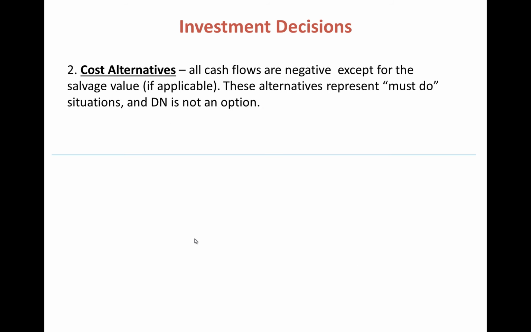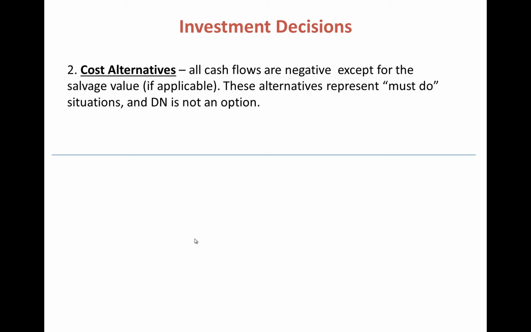The other kind of alternative that sometimes we'll face, and hopefully not too often, is the case where we have to pay money, but we don't really get any return from it. All the cash flows are negative in a cost alternative. There may be some small salvage value at the end of the project lifetime, if that's applicable, but ordinarily these are must-do situations, and so the do-nothing approach is not an option.